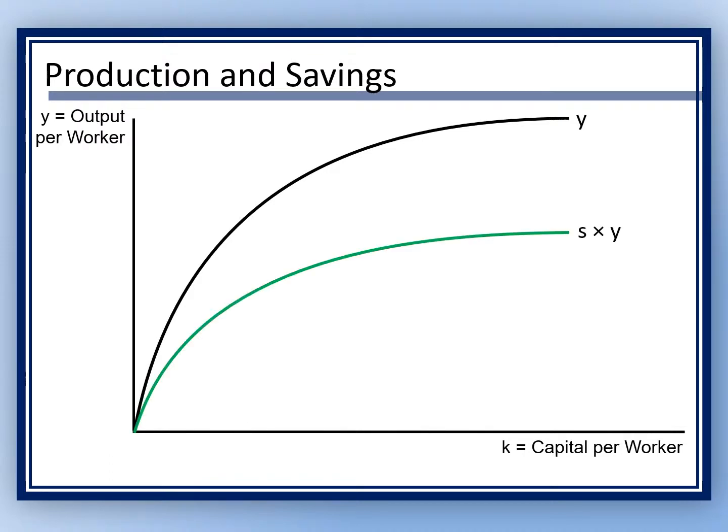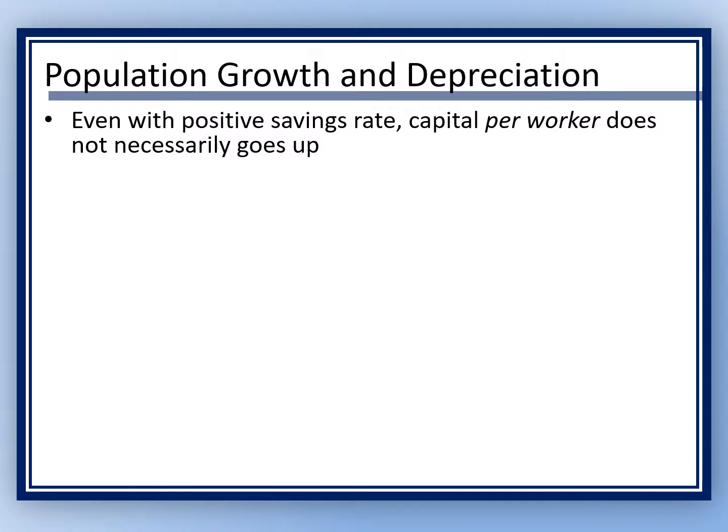Right, so this can be expressed by the second line, which is in green. This is how much you are saving per worker. Right, it's obviously going to be lower than the black line because the most you can save is 100%, but in that case you probably die because you don't eat. Right, so whatever you save would get turned into new capital.